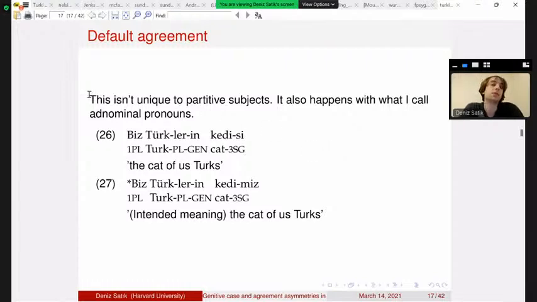So my examples were mainly from partitive subjects, but it also happens with what I call adnominal pronouns. So like biz Türklerin kedisi, totally fine, right? Biz Türklerin kedimiz, it's really awful. I would hope that you guys agree with me on this. That's really bad.